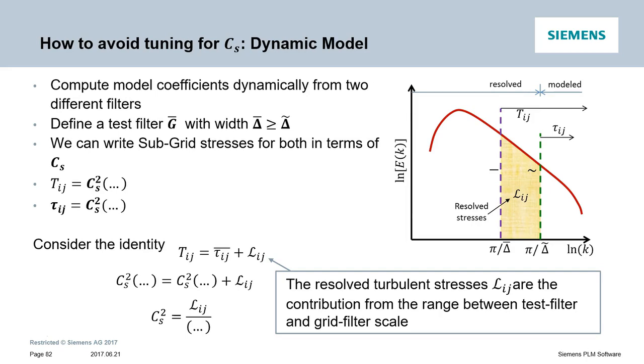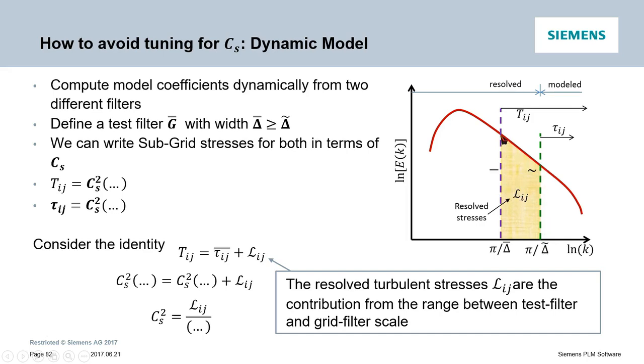So the idea is to determine the CS parameter from the smallest resolved field. So one can employ a test filter larger than the LES filter. And if we assume that the Smagorinsky model will hold on both the filters, we can express the subgrid stresses in terms of the same constant and filtered gradient. Similarly for the LES filter, the same constant squared and known filtered gradients. So we also notice that some of the unresolved stresses for the test filter are actually resolved stresses for the LES filter.